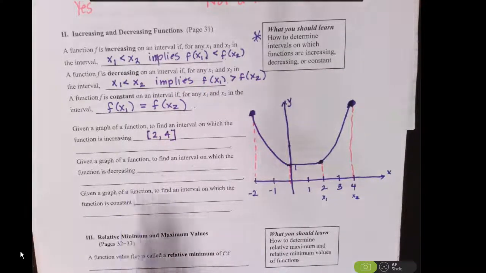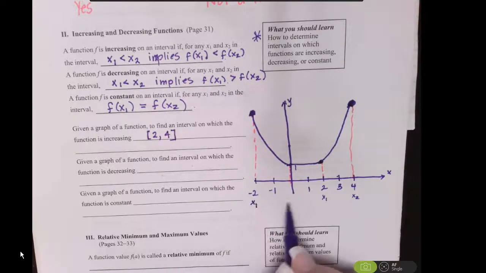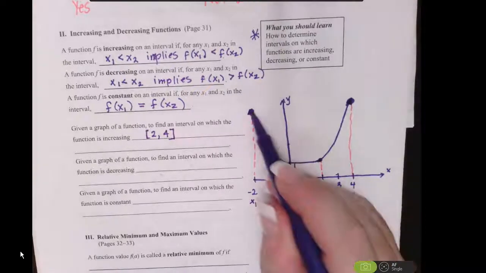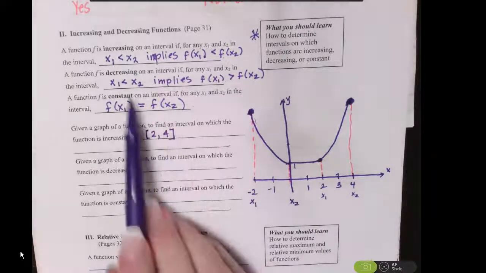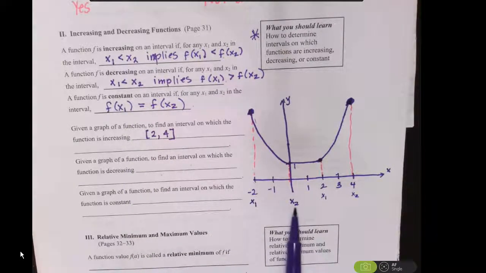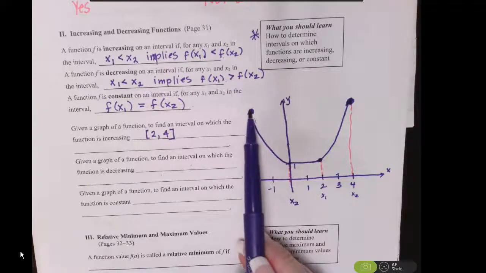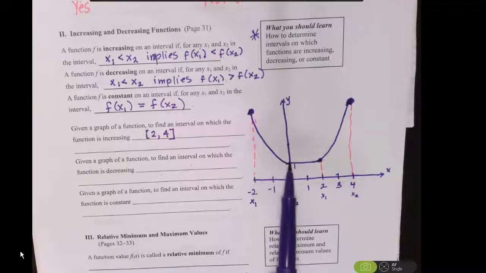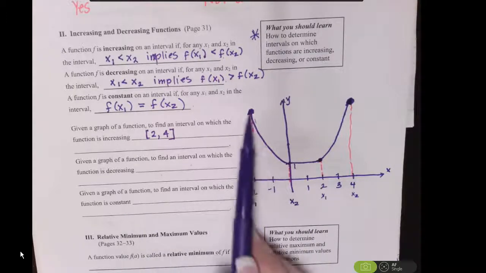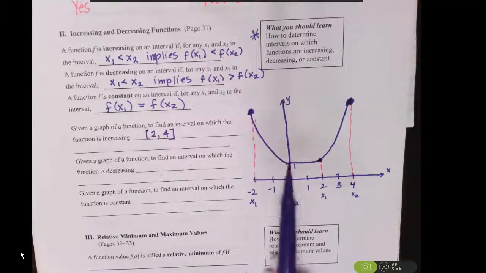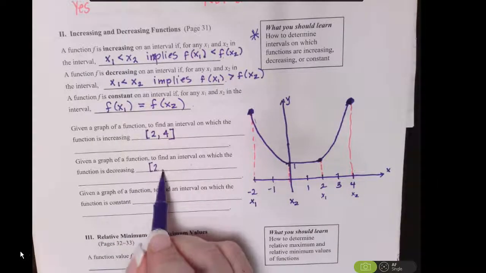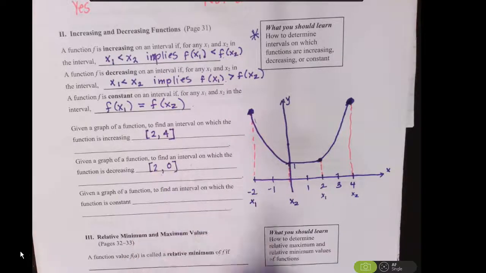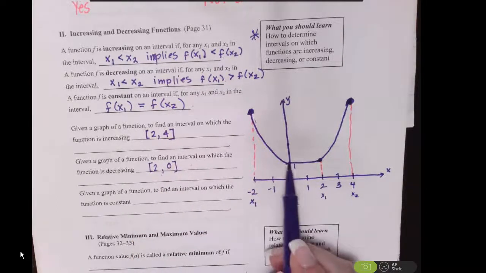Then to find an interval on which the function is decreasing, now I'll call this x1 and this x2. Visually you can see my function is going down in that interval. According to my definition, x1 is less than x2, but f of x1 is greater than f of x2. So visually you can see that the equation matches. So I would say on the interval -2 to 0, that's when the function is decreasing.